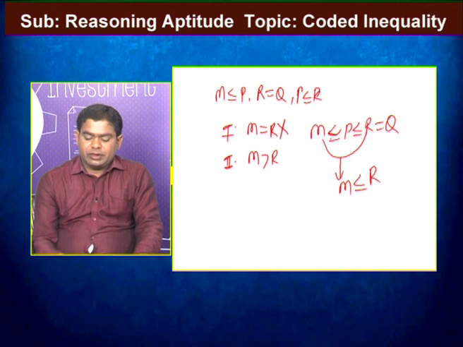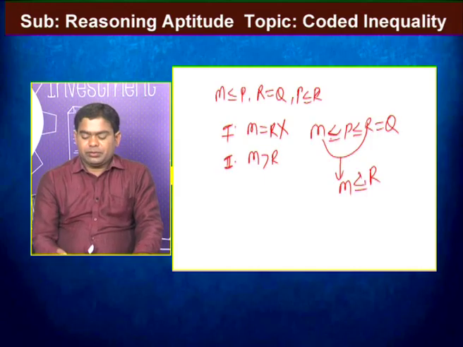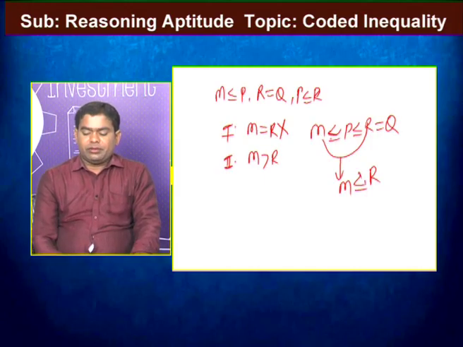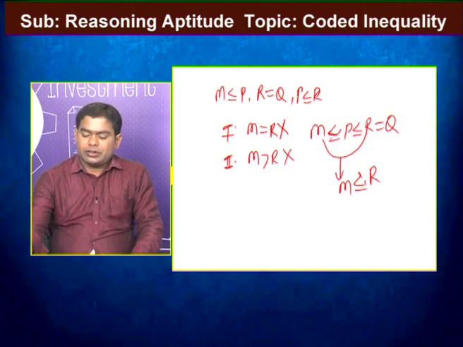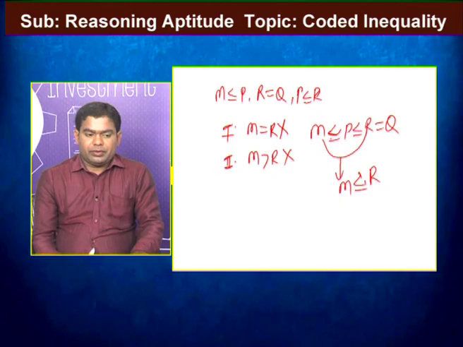But here conclusion one is M equal to R. So here the arrows are towards the R side, but in our conclusion the arrows are towards the M side. That means both are different. That means neither one nor two follows. So according to our question, we take the fourth option. We go to the next question.